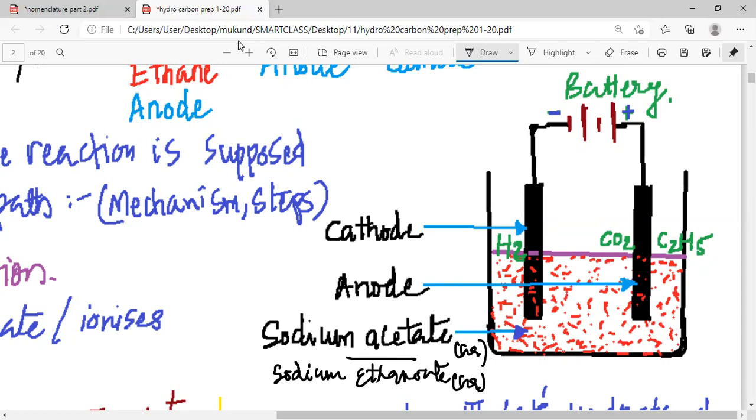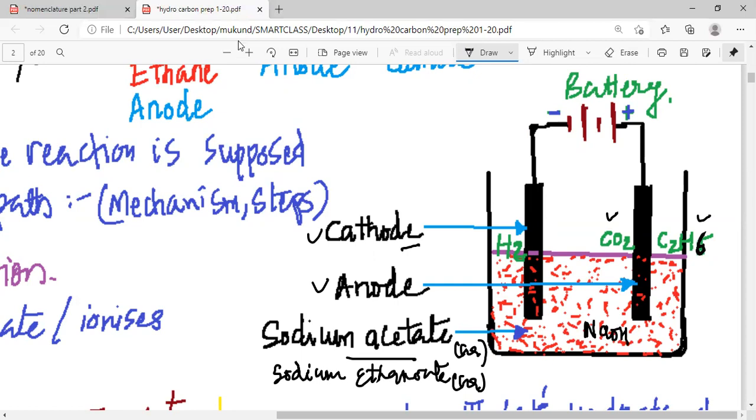Two electrodes, which are known as the anode and cathode, are placed inside it, and then electricity is passed through using a battery. When the electricity is passed through it, we get various compounds formed at the anode and cathode. You can see that at the anode we get carbon dioxide gas and ethane, C2H6, and at the cathode we get hydrogen gas, and in the solution, my dear students, we get NaOH.